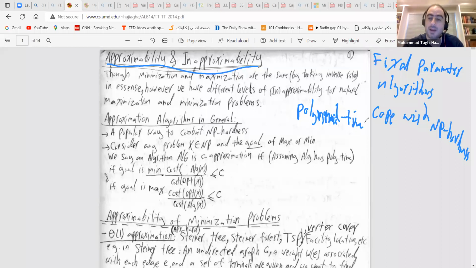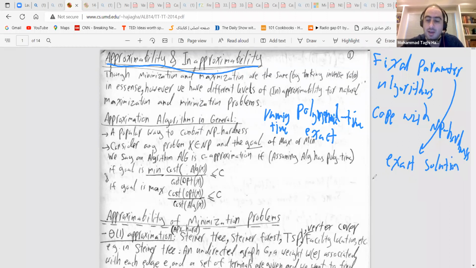In the fixed parameter case, this is the interesting thing. Here, we are relaxing on the fact that we may not get the exact solution, but the running time should be polynomial. In fixed parameter algorithms, we have the exact solution, but the running time is exponential.